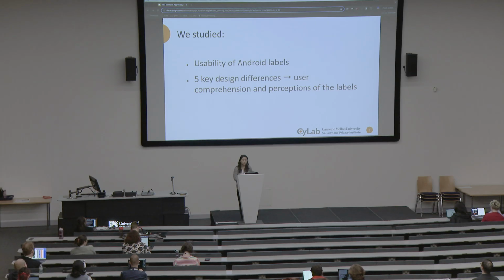In this work, we evaluated the usability of Android data safety labels and studied how design differences between Android and iOS labels affect user comprehension and perceptions of the labels. Both iOS and Android labels aim to enhance transparency about mobile app data use practices, but the designs and the terminologies they use are very different. In our study, we identified 5 key design differences, which I'm going to go over here.